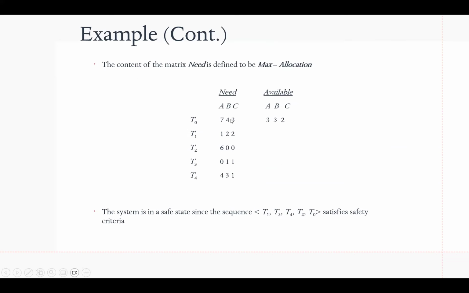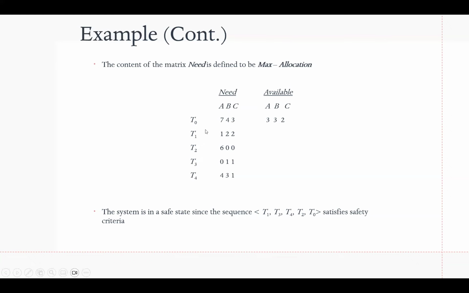Now you need to compare this need with the available, and check which process gets executed first. So you need to define the safe sequence of the processes or threads which are in the system. You can see how many resources are available, 3 3 2. Need of ABC is what? 7 4 3. Can we execute? No, it is greater than the available. 1 2 2. Can we execute? Yes, because this T1 need is less than or equal to available. So we can execute T1. So the first process in the safe sequence will be T1.